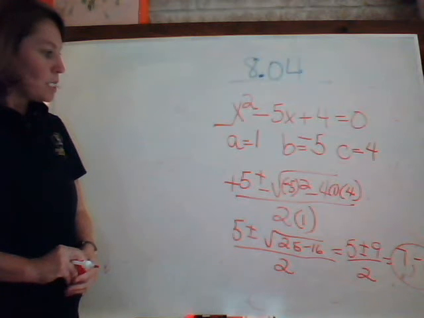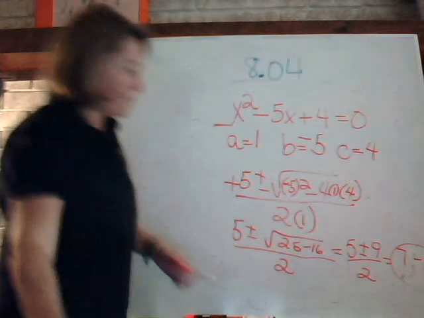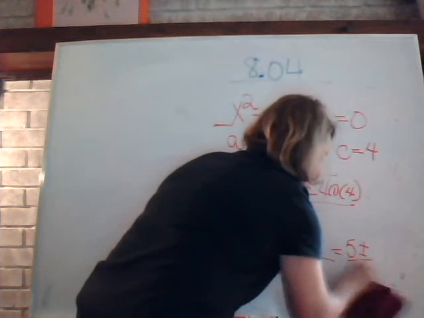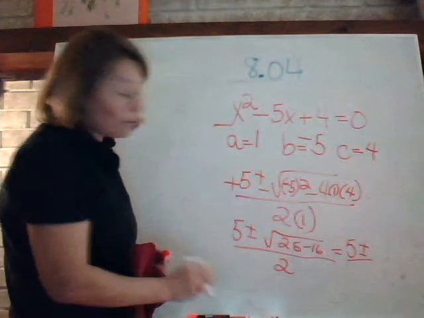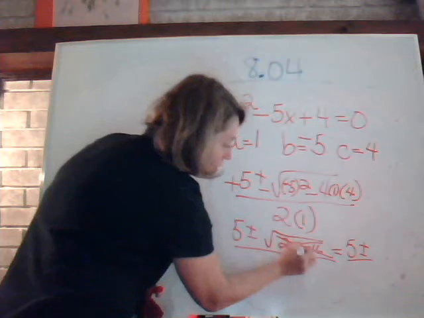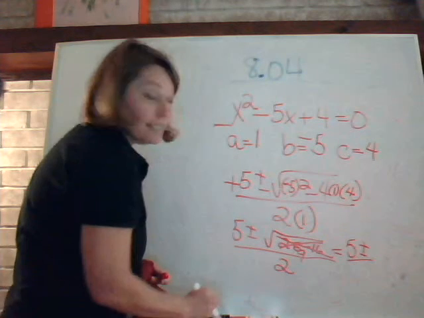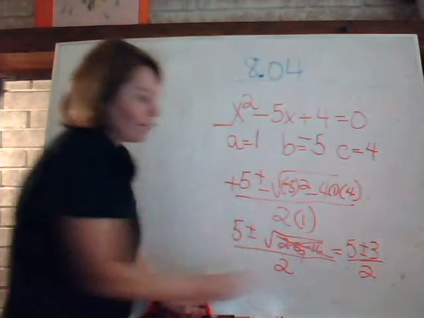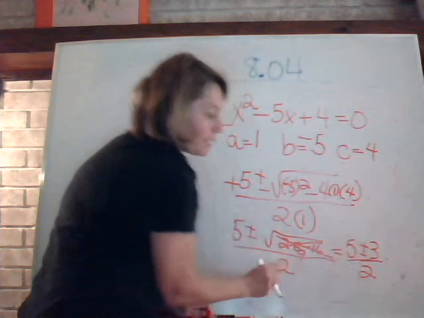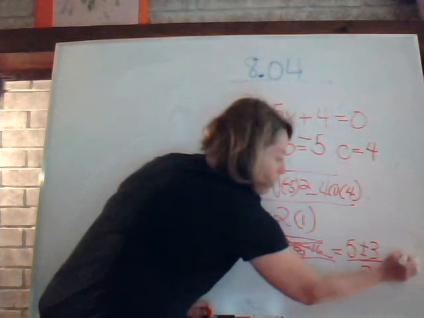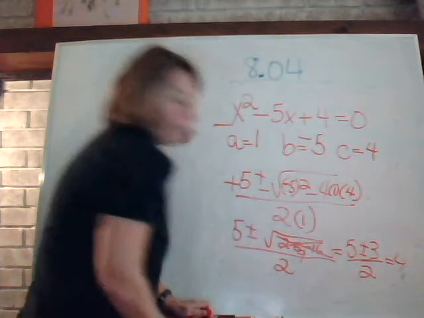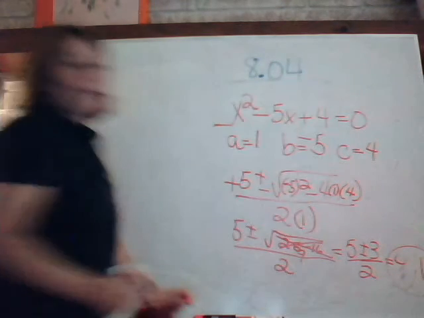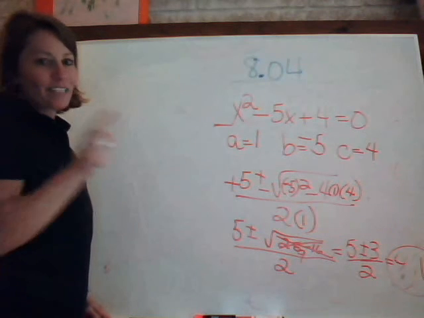So, wait a minute. I made a mistake. Right here. Where did Mrs. C make her mistake? I forgot to take the square root of my 9. This all is 9. Square root of 9 is 3. I'm going to add and subtract 3 before I divide. So 5 plus 3 is 8, divided by 2 is 4. 5 minus 3 is 2, 2 divided by 2 is 1. So my two solutions are 4 and 1. Don't forget to take the square root.